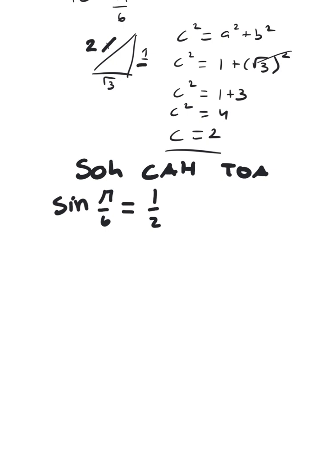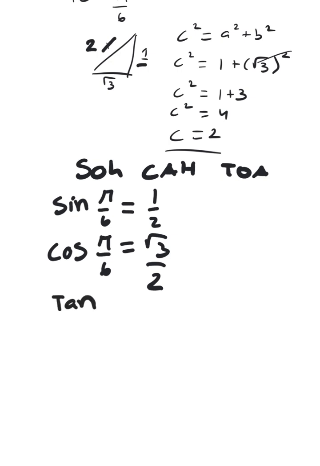Cosine of pi over 6 is equivalent to adjacent over hypotenuse. So, square root of 3 over 2. Let's see, sine. It's equal to, or sorry, not sine, tangent, is equal to opposite over adjacent, which is equal to 1 over the square root of 3.